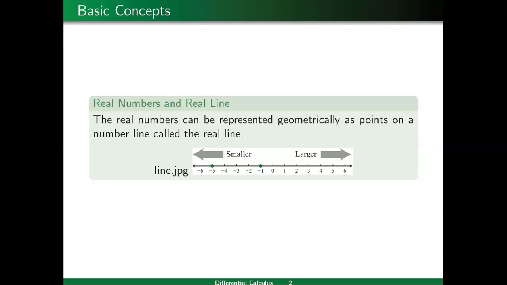Let us start from the very basic things, real numbers and real line. The real numbers can be represented geometrically as points on the number line. As you can see in the diagram, the point in the center denotes 0. As the numbers get larger, the points go to the right-hand side up to plus infinity. And as the numbers get smaller, they move towards the left-hand side of the real line.